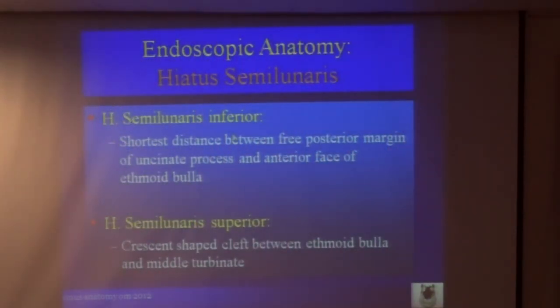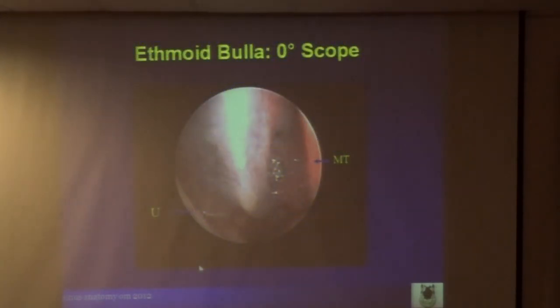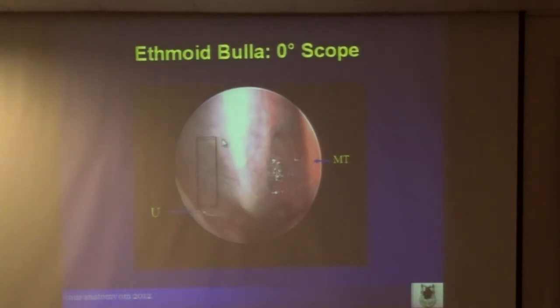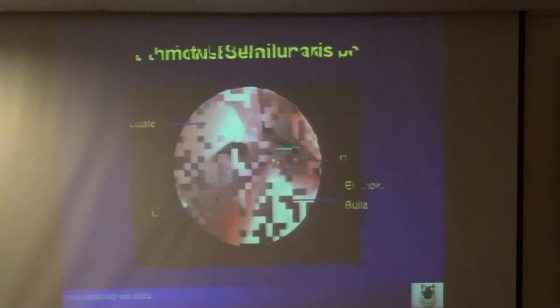So again, the hiatus semilunaris inferioris is the shortest distance between the free posterior edge of the uncinate process and the anterior face of the ethmoid bulla, while the superioris is the crescent shape between the ethmoid bulla and the middle turbinate. You can see it here. This is the uncinate process, this is the ethmoid bulla, so this will be the hiatus semilunaris inferioris. And then again, this is the ethmoid bulla, this is the middle turbinate, and here will be the hiatus semilunaris superioris. All this is using a 0-degree endoscope.